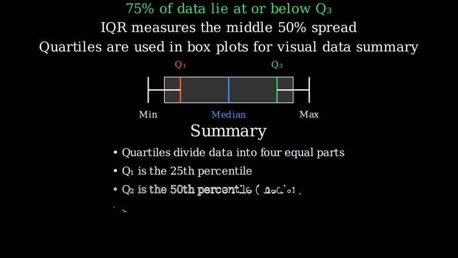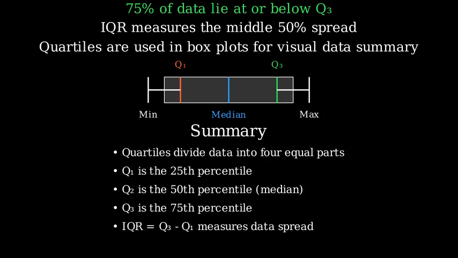To summarize, quartiles help us understand the distribution of our data by dividing it into 4 equal parts. They are crucial for statistical analysis and are widely used in descriptive statistics.